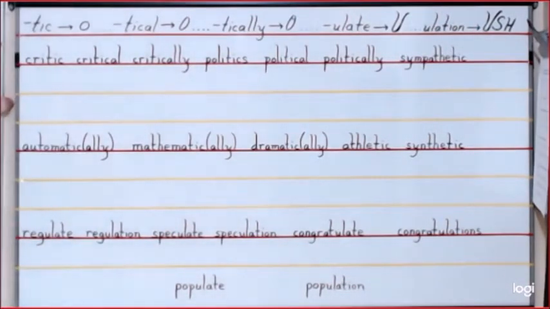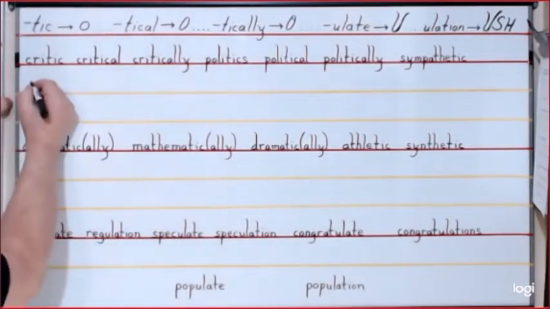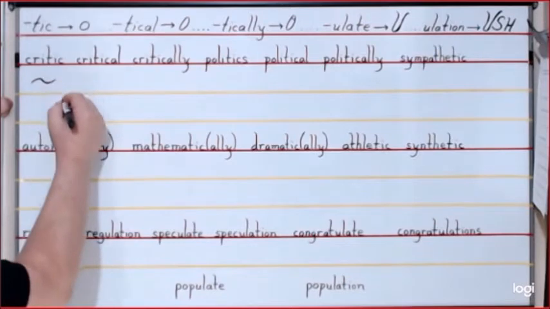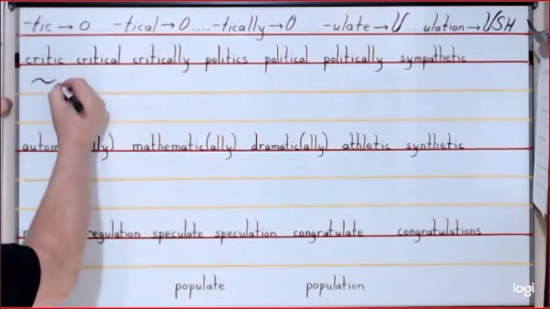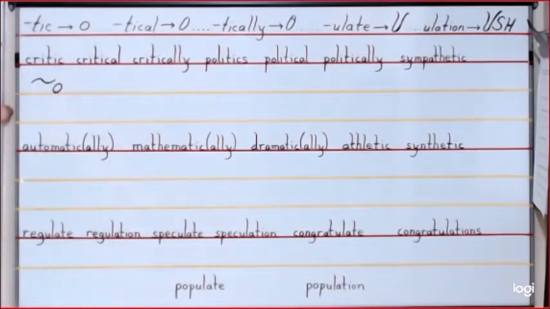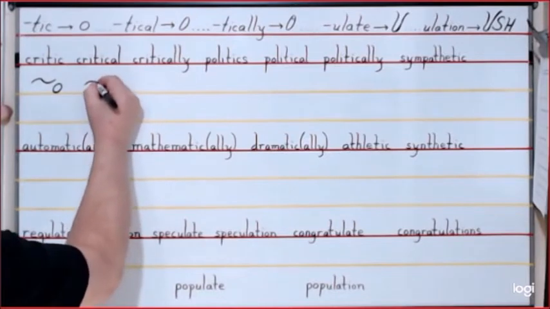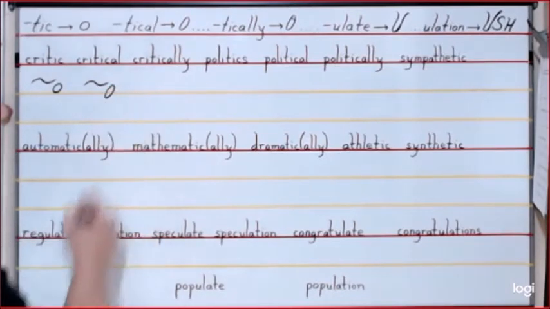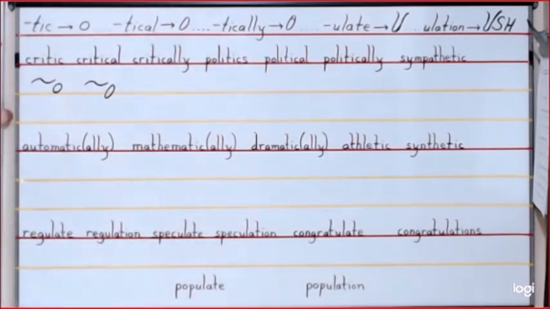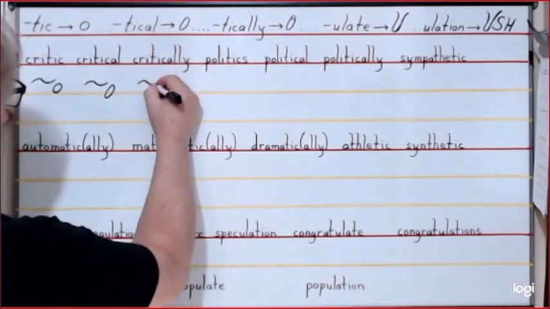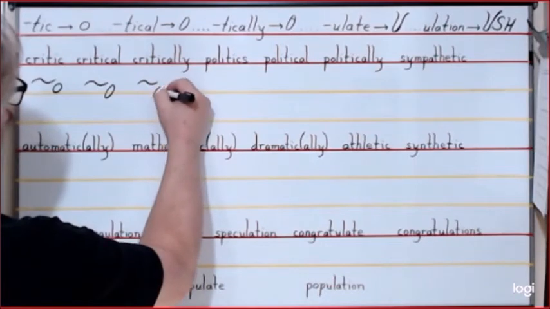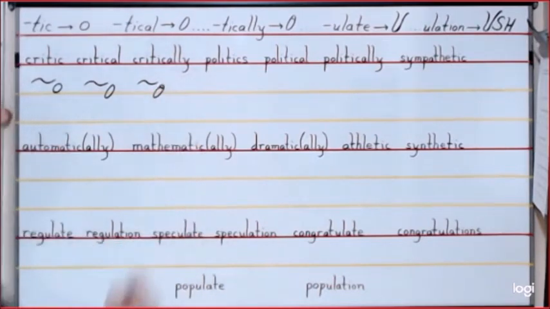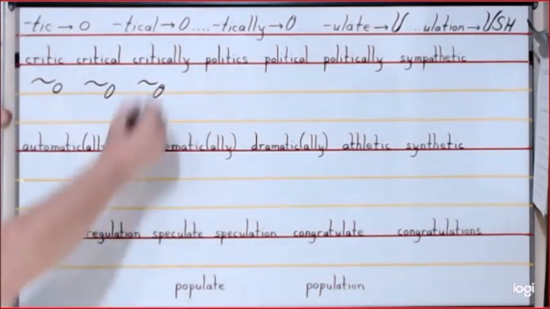So starting with the word critic, we'll write the K, R, then a disjoined A. Critical, we'll write the K, R, then a disjoined large loop. Critically, we'll write the K, R, then a large loop, and then fashion in that other E for the LY at the end.